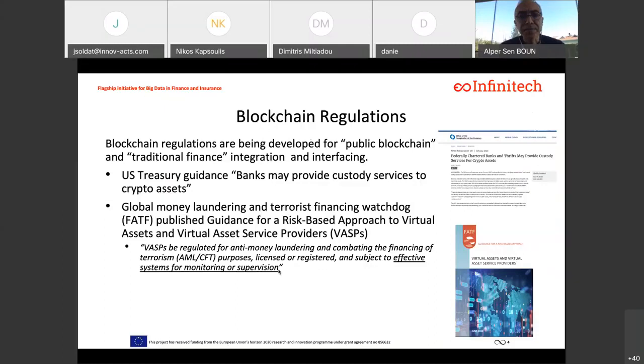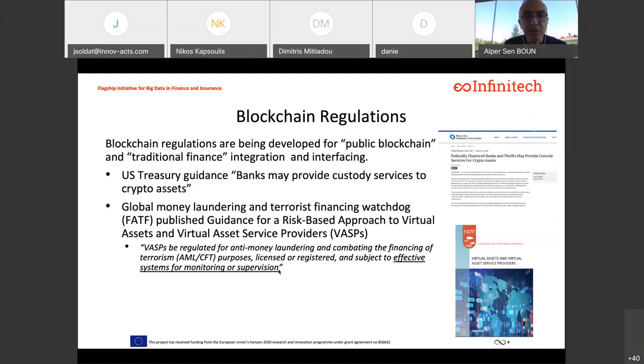And then the Global Money Laundering and Terrorist Financing Watchdog, which I think has 180 member countries, came up with an announcement saying that they want effective systems for monitoring and supervision of these virtual asset service providers, because you have a lot of service providers providing virtual assets, cryptocurrencies, etc. They need to be monitored and supervised. So these are a few of the regulations that have happened so far in blockchain.